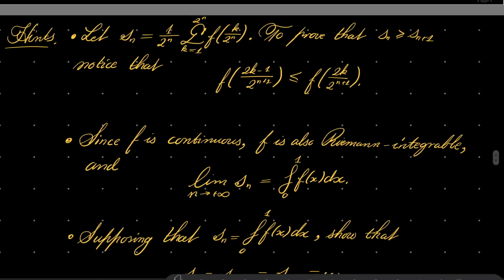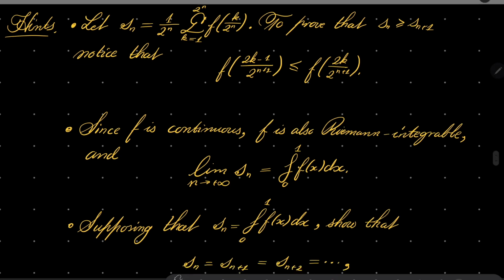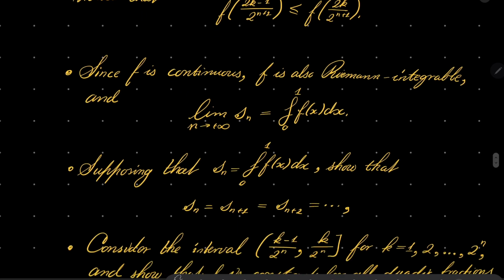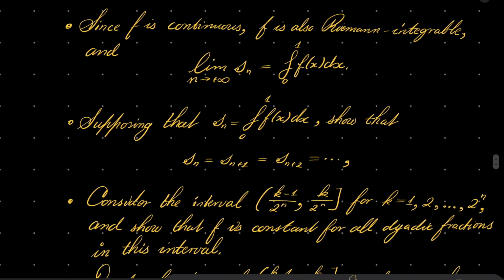First, part A is rather easy. So let Sn be the nth term of our sequence. To prove that our sequence is weakly decreasing, it suffices to show that Sn is greater than or equal to Sn plus 1, and notice that this is true, and use this estimate. And for part B, since our function is continuous, f is also Riemann integrable, and the sequence Sn actually converges to this integral.